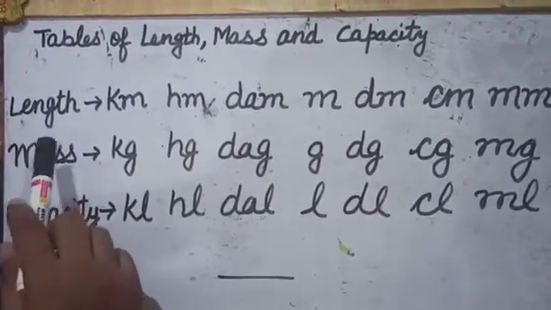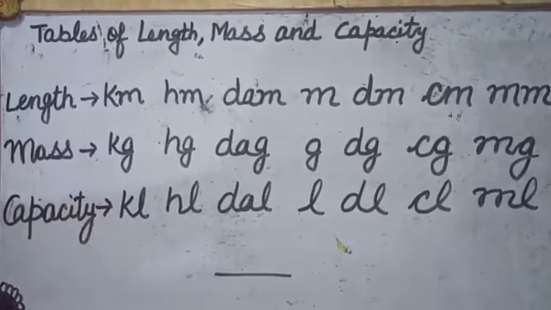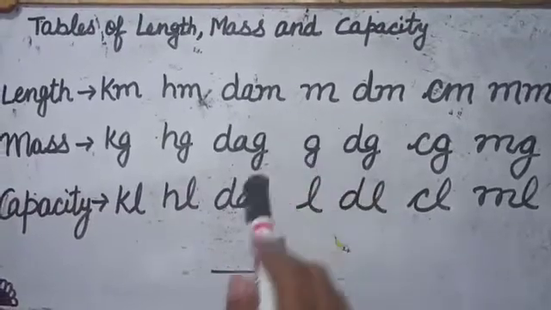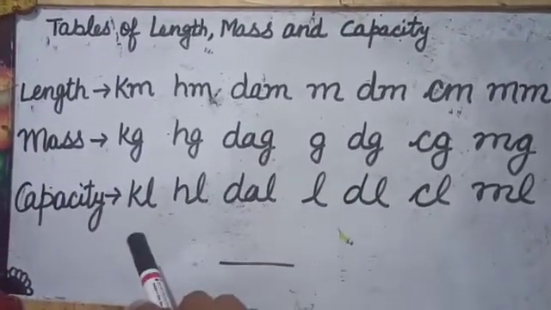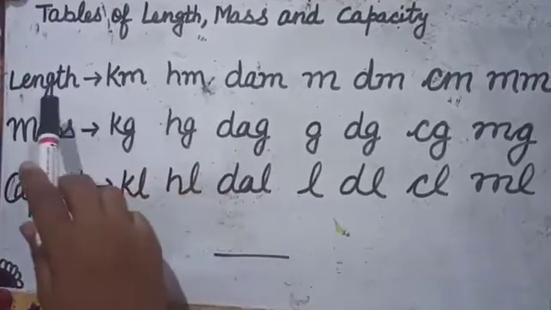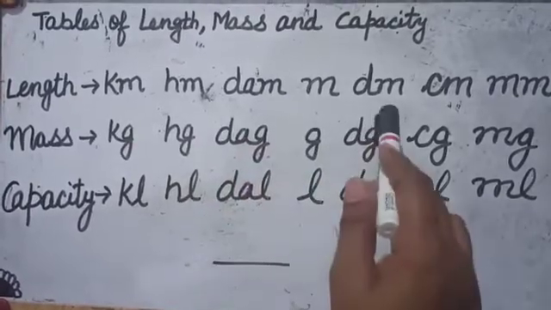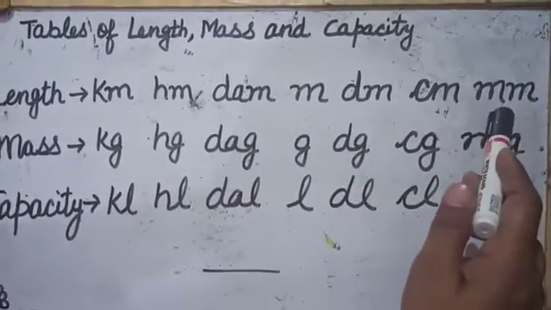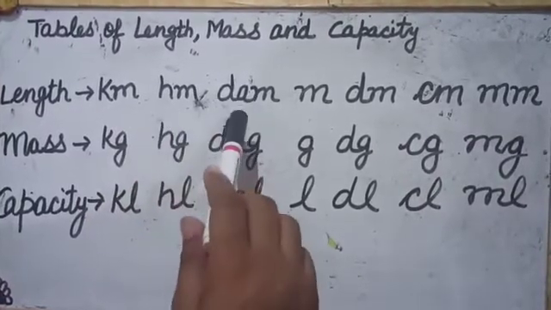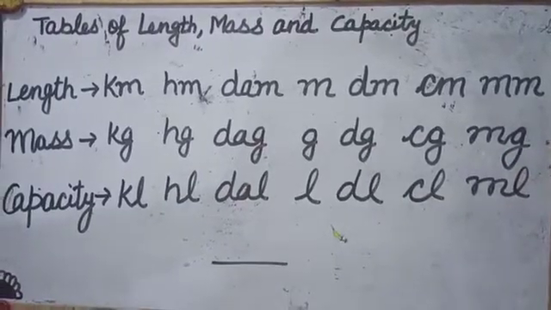Here is a table of length, mass and capacity. You know already the basic units of length, mass and capacity. The basic unit of length is meter and basic unit of mass is grams and basic unit of capacity is liter. Now here you can see the table of length: kilometer, hectometer, decameter, meter, decimeter, centimeter and millimeter. Now these kilometer, hectometer, decameter, these are greater units, and decimeter, centimeter, millimeter, these are smaller units.